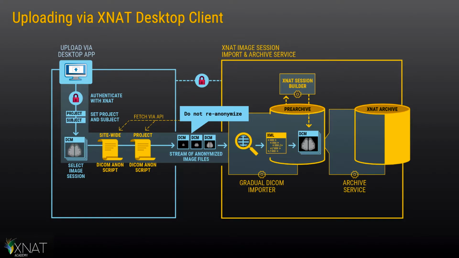Uploading from an XNAT desktop application allows you to perform client-side anonymization rather than wait until the session XML is generated in the pre-archive. This is one way of making sure that PHI doesn't hit your server. Here's how it works. Users authenticate with XNAT and select a project as part of their upload process. Then, once an image session is selected, the client downloads copies of the site-wide and project-specific anon scripts and rewrites the DICOM headers before sending to XNAT.